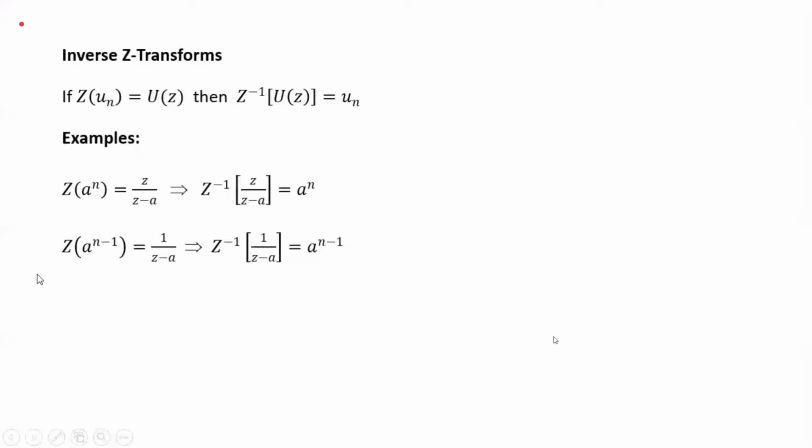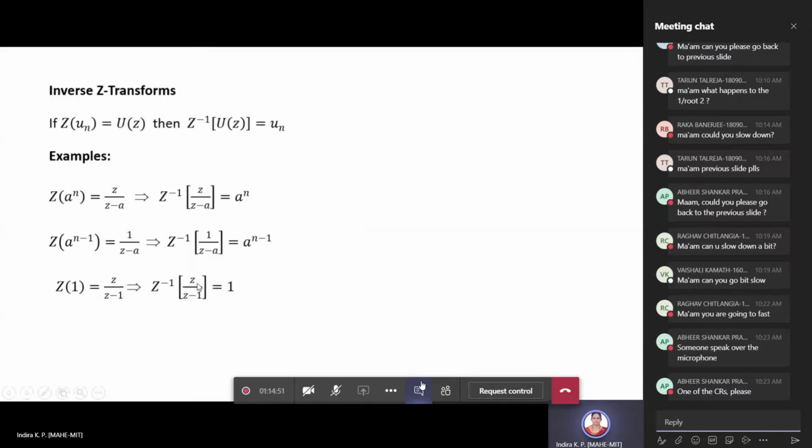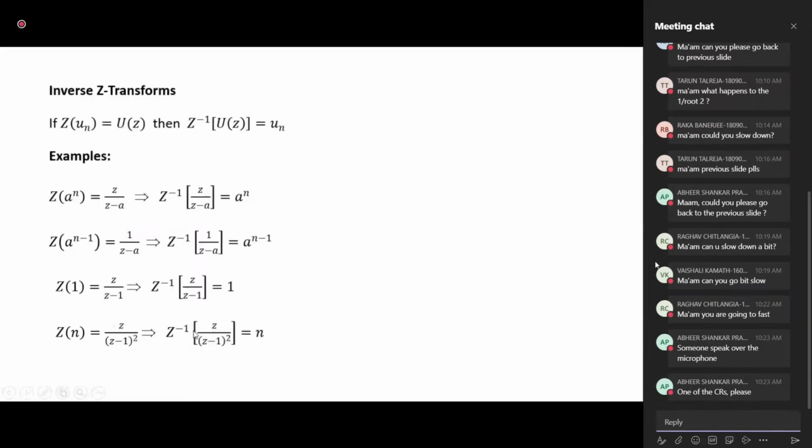Similarly, the Z transform of a^(n-1) is 1 by z minus a. Therefore, the Z inverse of 1 by z minus a is a to the power n minus 1. So, the Z transform of 1 is what? z by z minus 1. So, the Z transform of n is z by (z minus 1) whole square. Therefore, the inverse transform of z by (z minus 1) whole square is what? n.